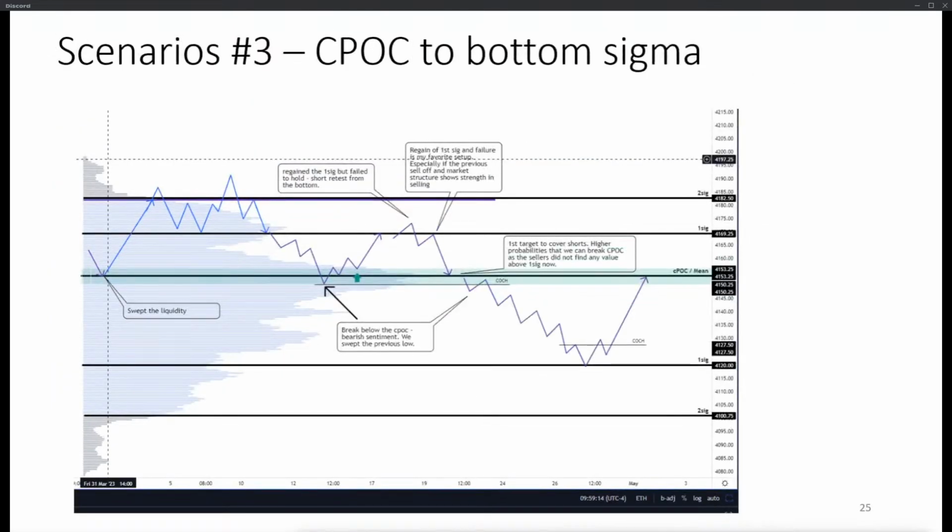So I'll add, there's more here, right? There's the SIGs, the 2, 3, and SIGs on the bottom. I'll add those as well. And then we'll cover some real scenarios with candles. I just want to give you guys a visual with this line graph.